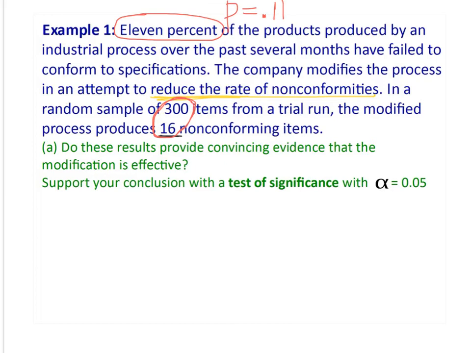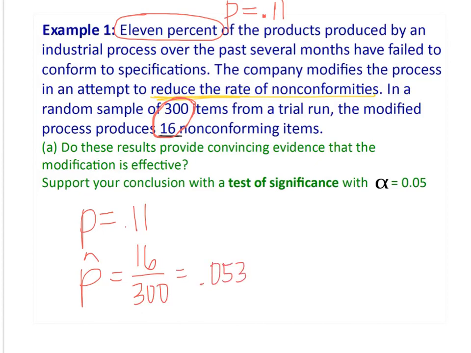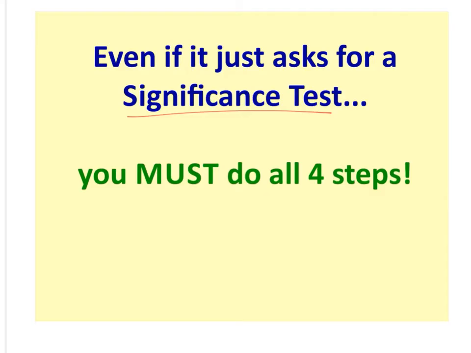Well, if I just look and I say, well, P equals 0.11 and P hat, or my sample proportion, is 16 over 300, well, that gives me 0.053. Well, 0.053 is lower than 0.11. Can I just say yes and stop? No, I actually can't just stop.